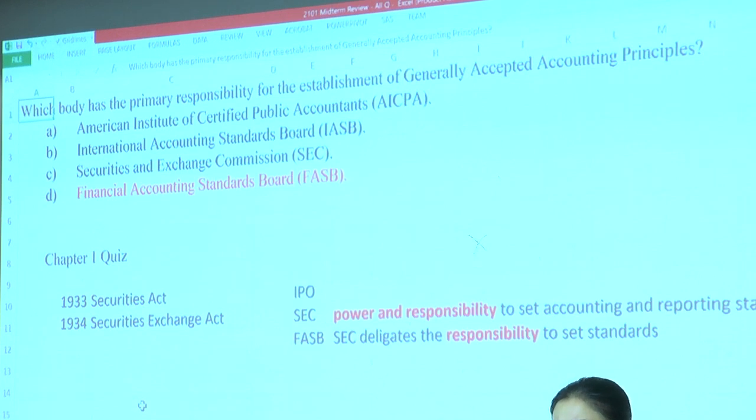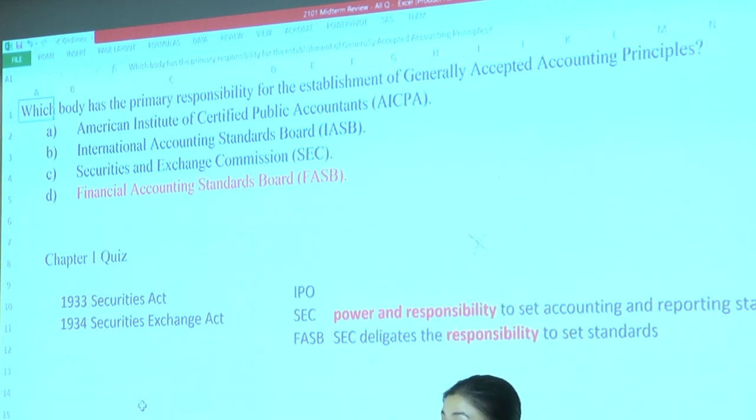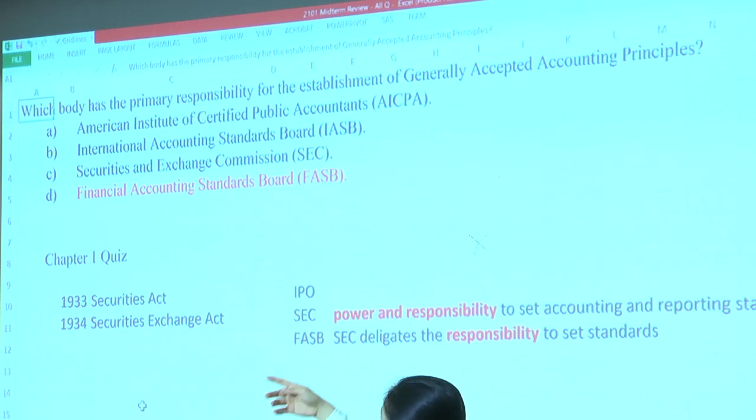So this is about international, right? We are not talking about anything specific about the international here. In fact, all we learn now for 2101 is only US. There are some minor differences in terms of treating several items for different countries. So in the US, the correct answer is D, FASB, the Financial Accounting Standards Board. The parallel institution for the international one is IASB, which is B, but the correct choice here is D because we are talking about the US.